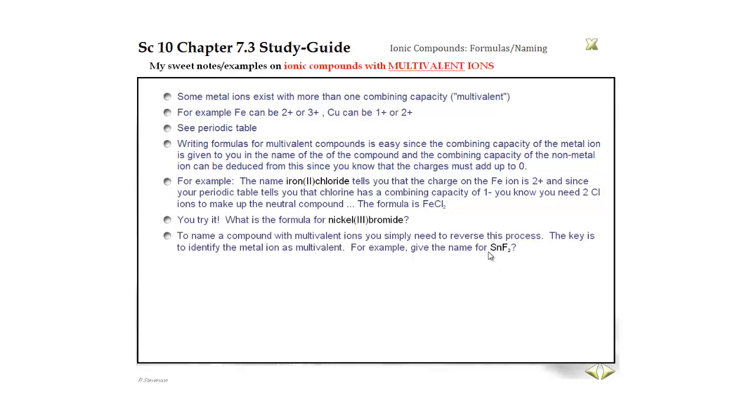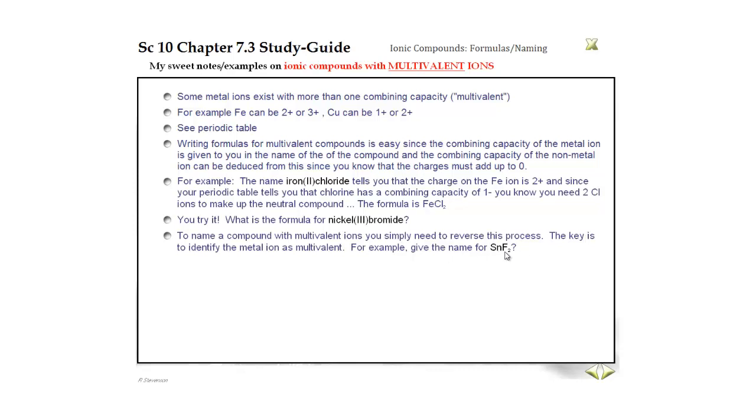Okay, for those of you that are frustrated because I never gave you the actual formula for nickel 3 bromide, they tell you that nickel is +3, bromine is -1. You now know that you're going to need 3 bromide ions to balance the +3 charge on nickel. So you will get as a formula NiBr3. So now we've gone the other way. Now we're given a formula and we have to name the compound. So for example, give the name for SnF2.